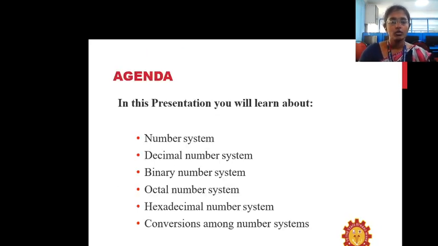So these are all the agendas that we're going to discuss in today's presentation. In this presentation, first we're going to discuss the number system. What is a number system? What are the characteristics of number system? And what are the classifications of number system? Then next comes the types of number system. So in that we have 4 different types of number system, that is decimal, binary, octal and hexadecimal. And at last we're going to see conversions among these different types of number systems. So let us move on to the topic.